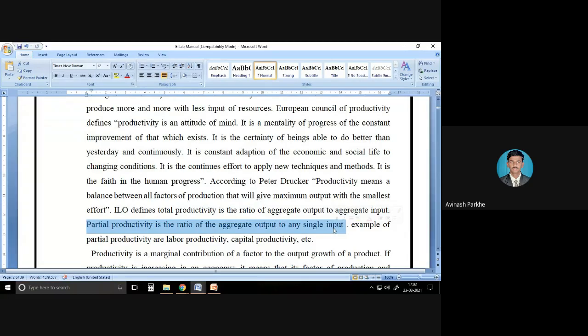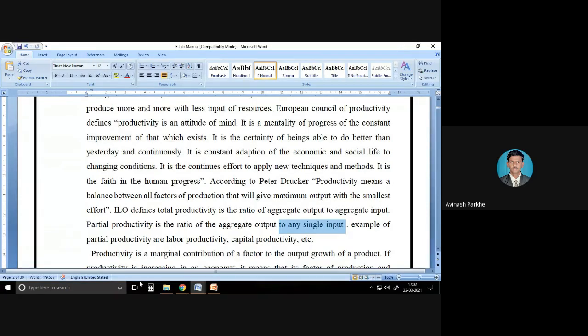I have given the example. So many input parameters are there: capital investment, labor input, material input, raw material input, energy input. And if I have to calculate the partial productivity, then partial productivity is equal to total output upon a single input. For example, labor partial productivity is equal to total output upon only labor input. Then for the second input, material partial productivity is equal to total output upon only material input.